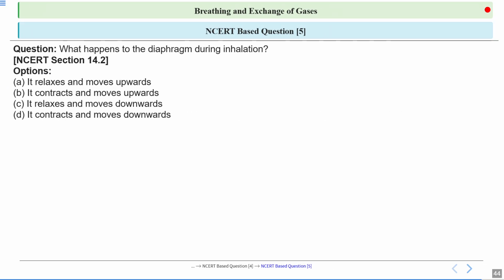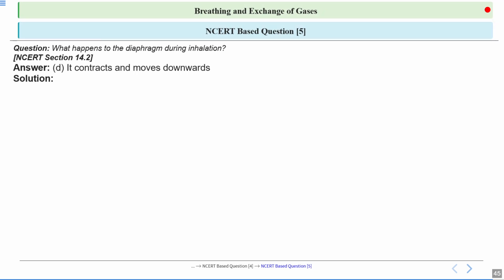Next question. What happens to the diaphragm during inhalation? NCERT section 14.2. A, it relaxes and moves upward. B, it contracts and moves upward. C, it relaxes and moves downward, and D, it contracts and moves downward. Let us see the answers. So it contracts and it moves downward, or it flattens. It is taking a very flat shape, right?